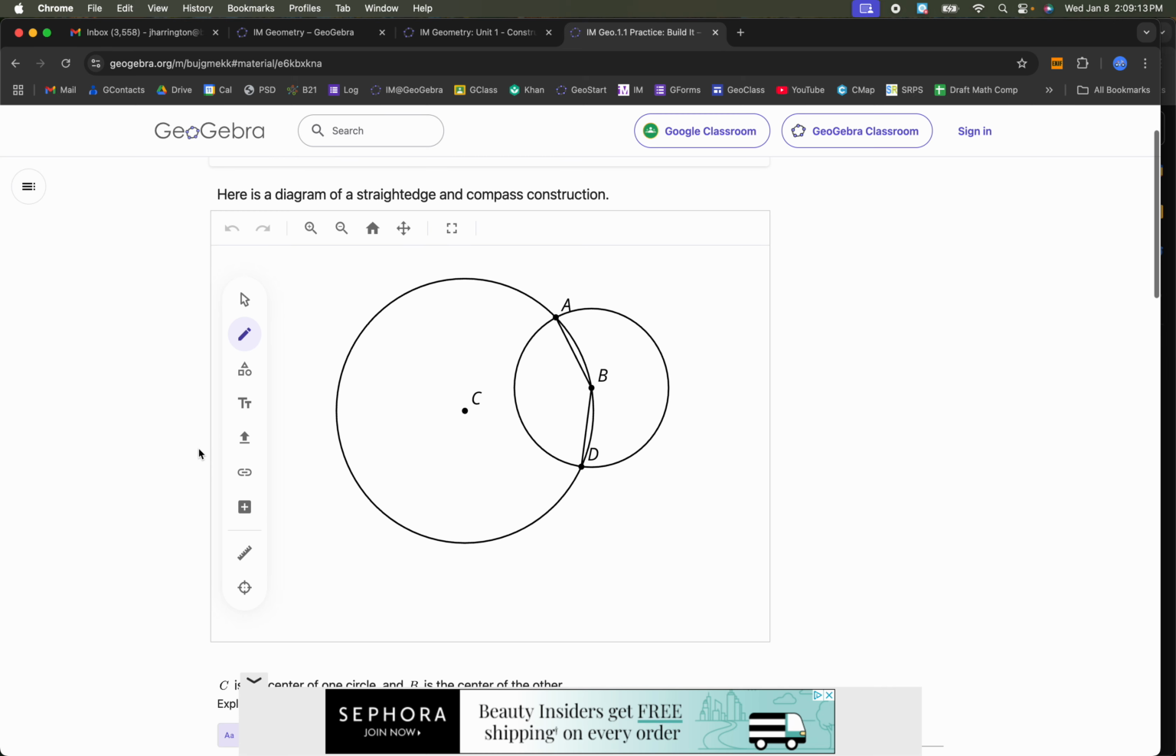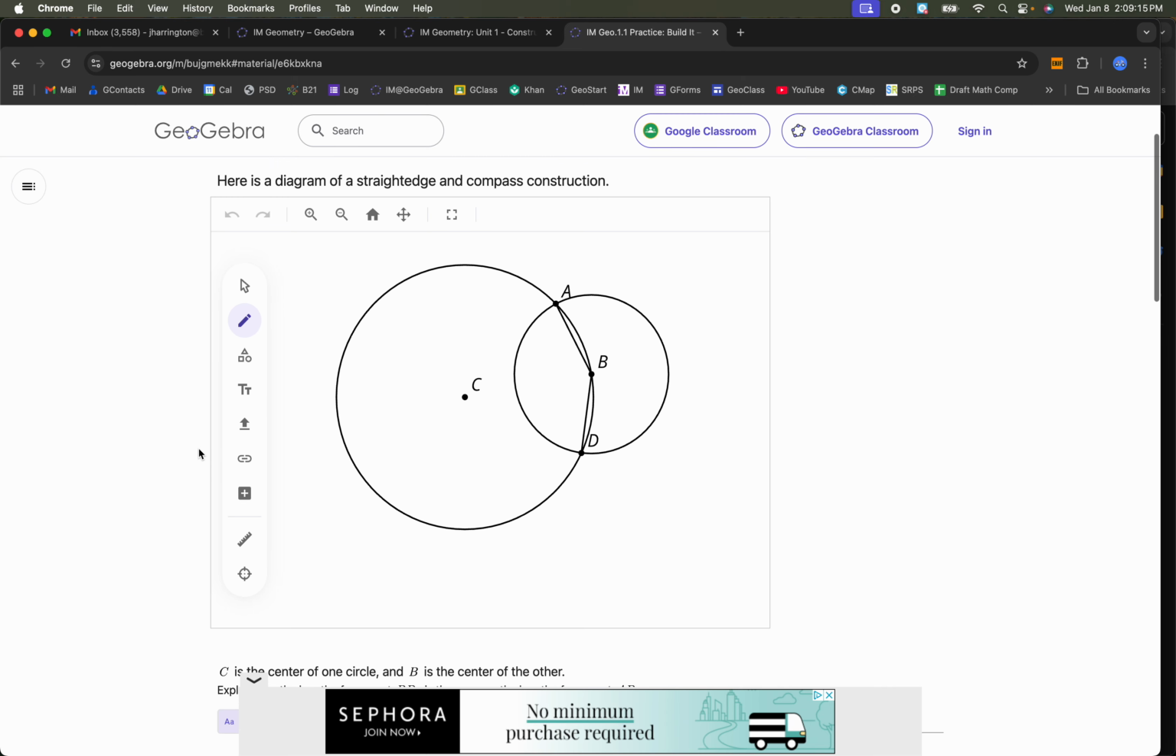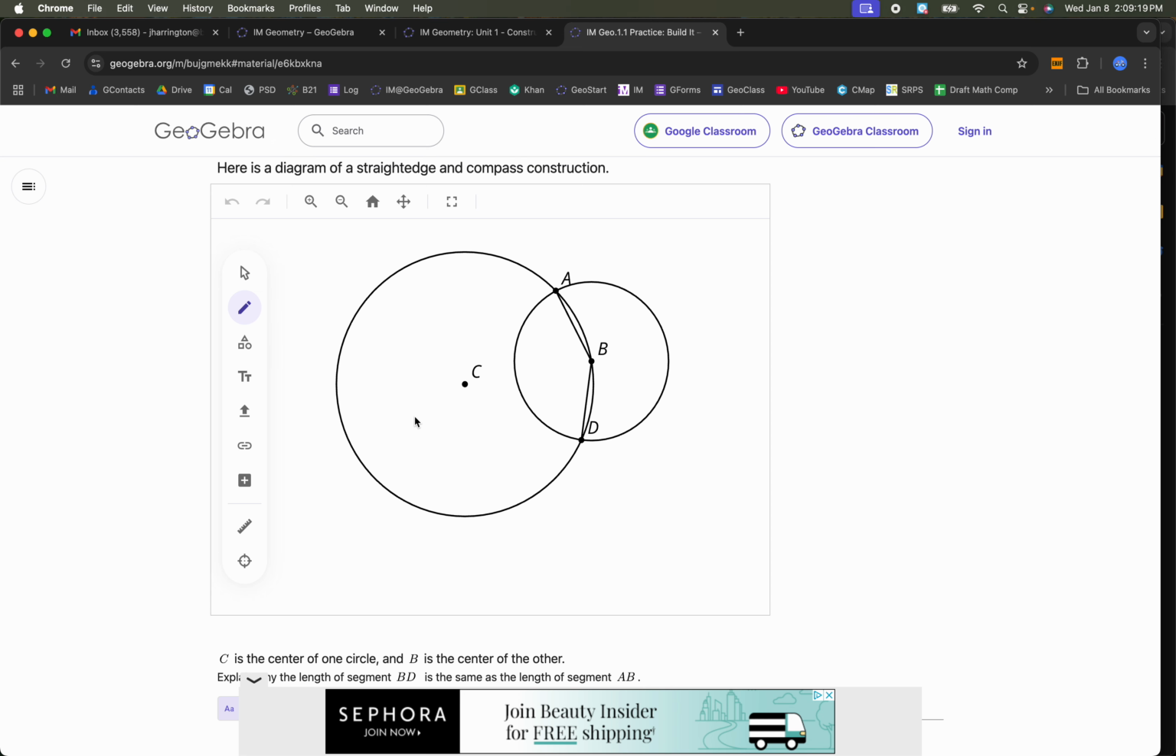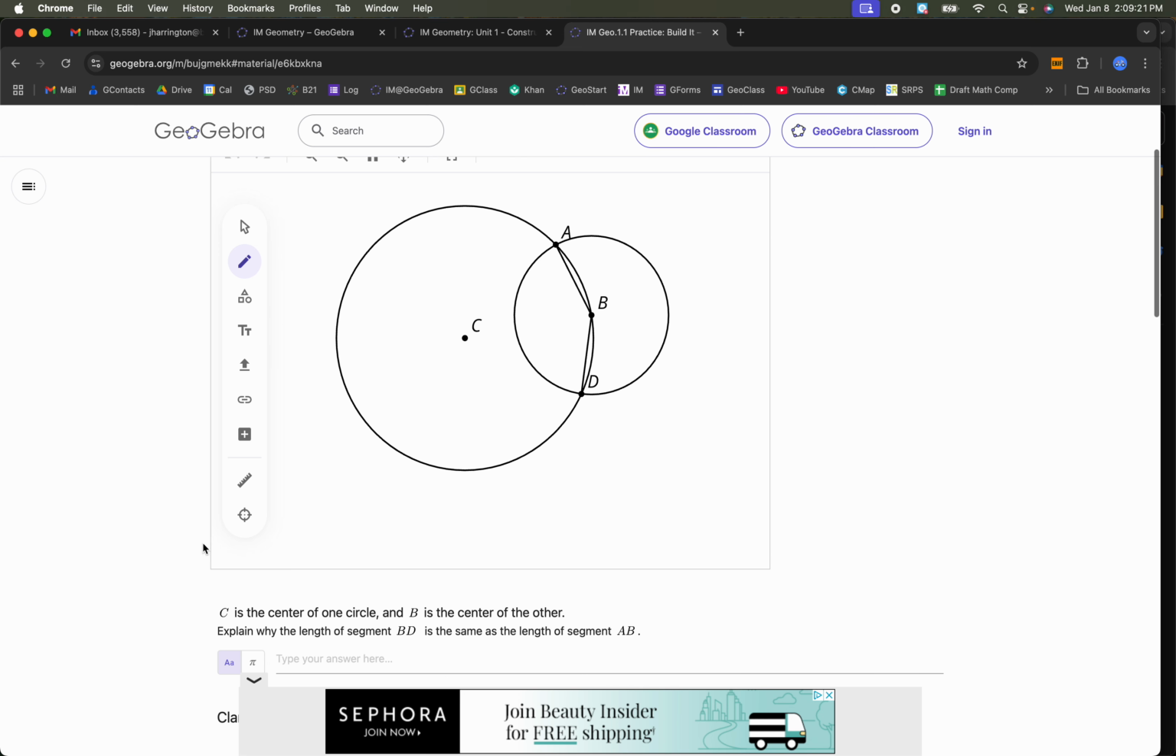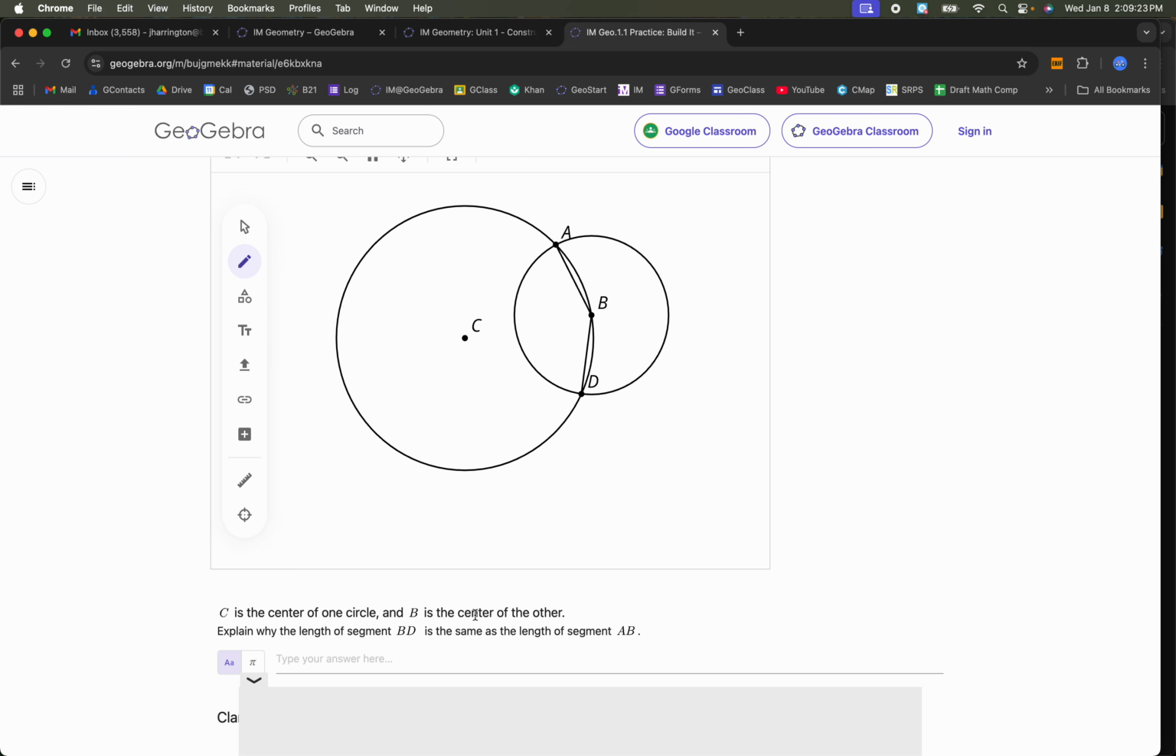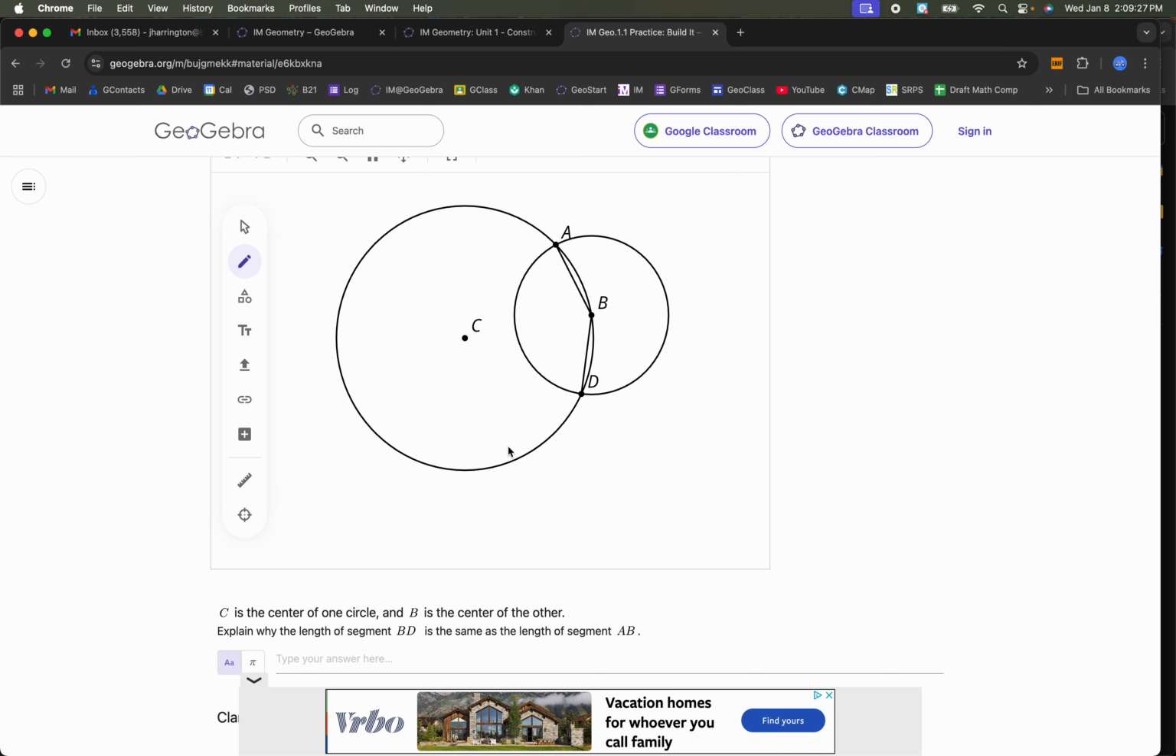So it says, here's a diagram of straight edge and compass construction. All right, so that's what we're given. And here's the question. C is the center of one circle and B is the center of the other. More information, right? So the center of this circle is C, center of this circle is B. And why is the length of BD the same as AB? Okay, so BD and AB, right?